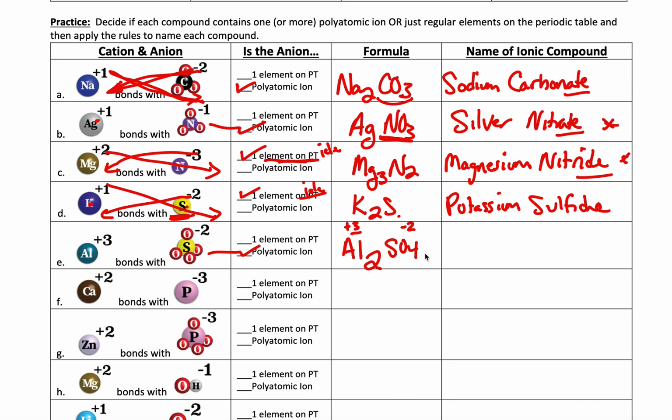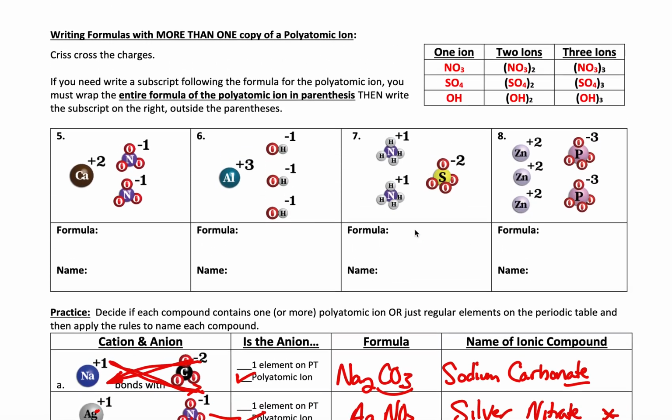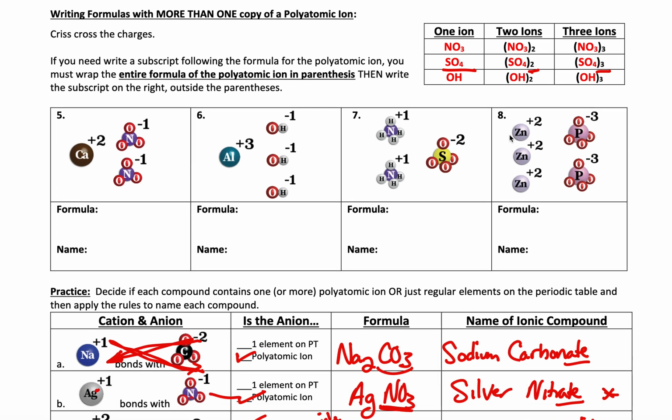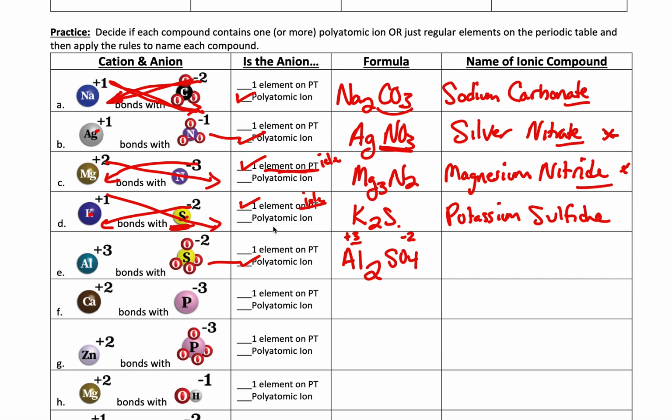And this is what we just talked about. If you are going to write the formula and then put a subscript after it, you have to write the formula in parentheses. So the S, the O, and the 4 goes in parentheses. Then you're going to write the 3 as a subscript. So that 3 is going to end up down here.